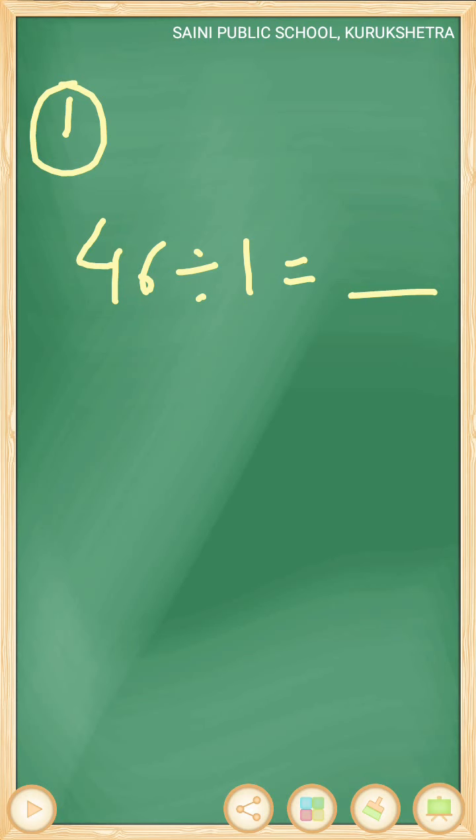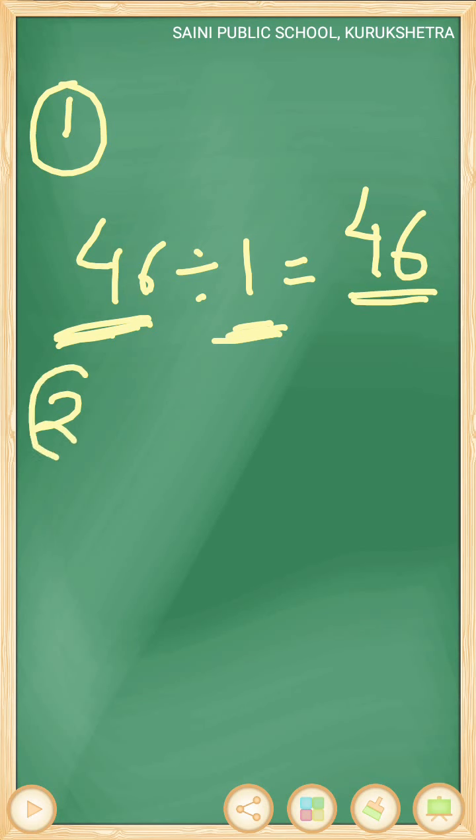Okay, you can see here this is our first property. In the first property we can say if a number is divided by 1, then the quotient is the number itself. Here is the number 46, so what will be the quotient? The quotient will be 46. So when a number is divided by 1, then the quotient is the number itself.